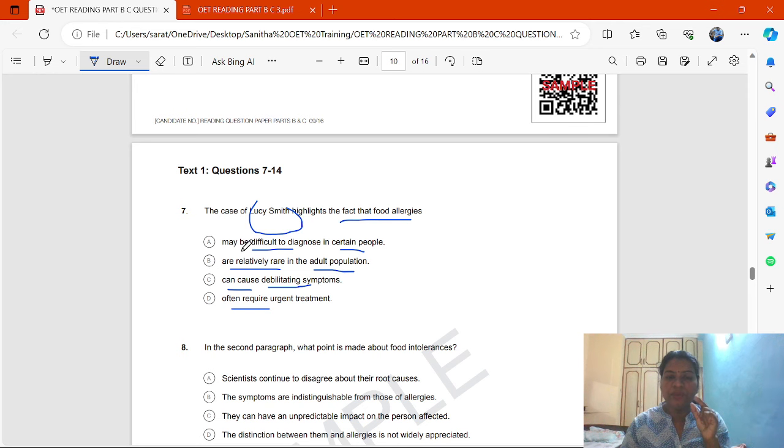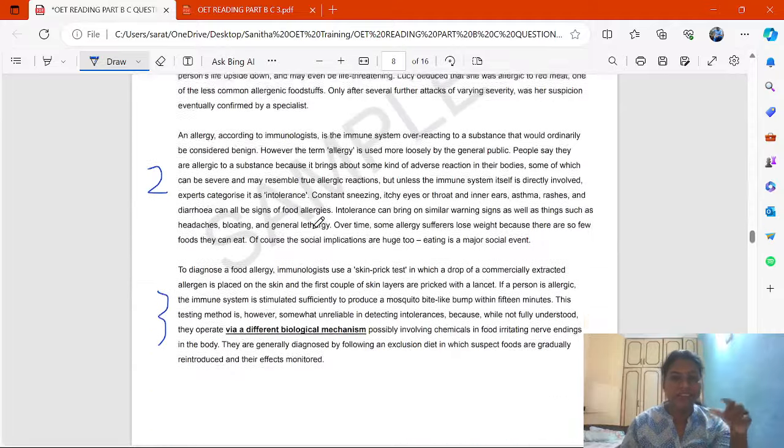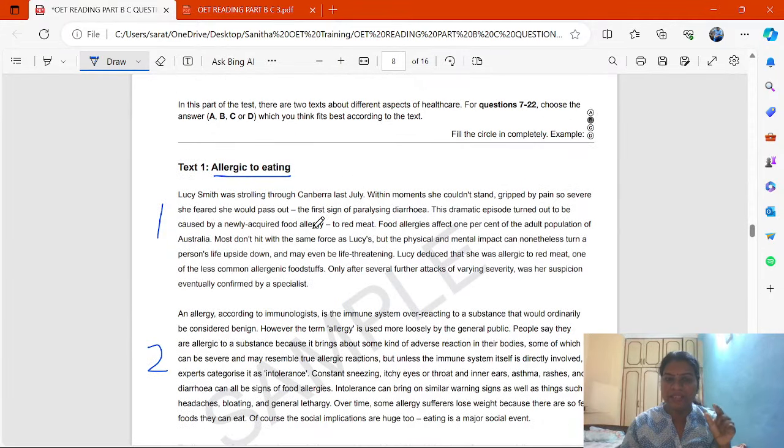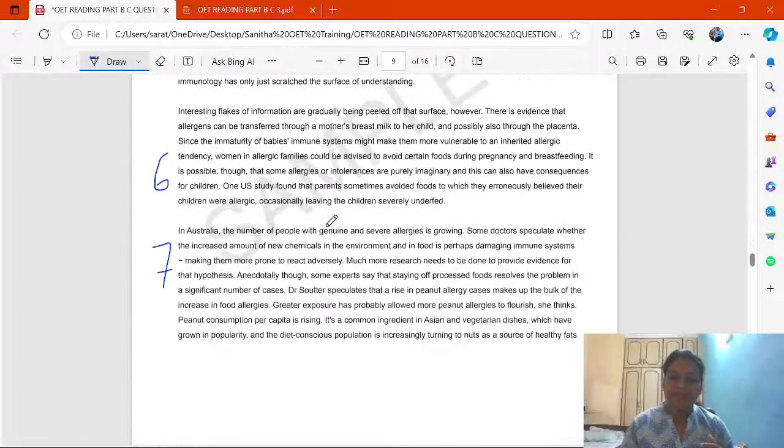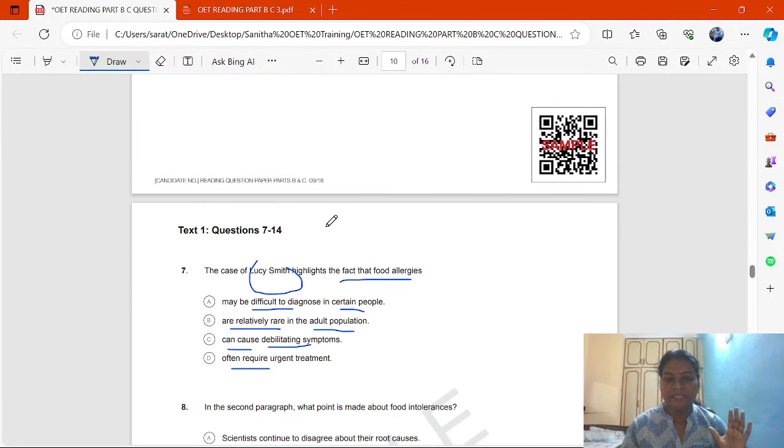So you have to pick the first option, go to the passage and match this option with the passage. If it is matching with what the question is asking, you can choose it. If it is not matching, you can eliminate it. Likewise you have to do the reading test in OET reading Part C. When I do the rest of the questions, you will understand what method, what technique I have applied here.